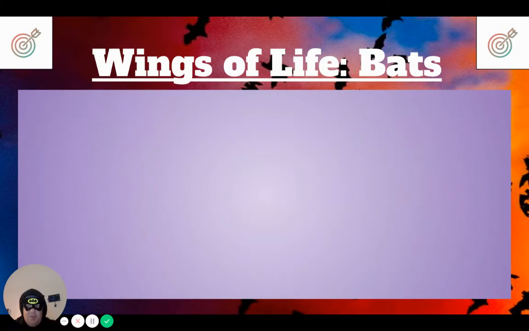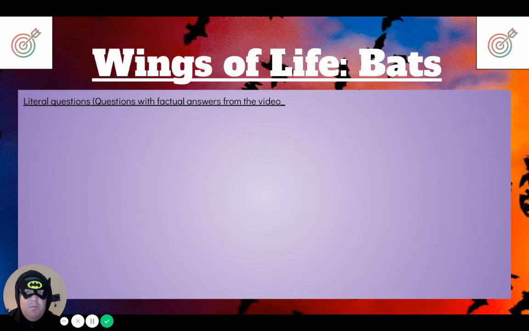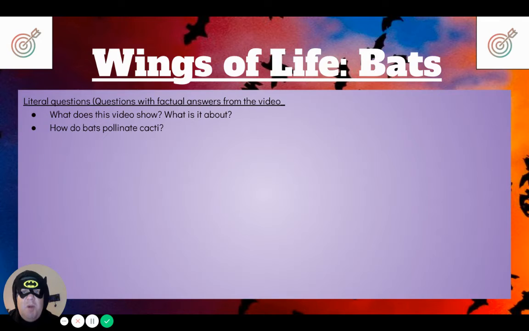These are the questions you'll be seeing in the form at the end of this lesson. You'll be asking literal questions. These are questions with real answers based on what you saw in the video. Questions like, what does this video show? What is this video about? How do bats pollinate cacti? What's the process? How do bats get nourishment? Nourishment.